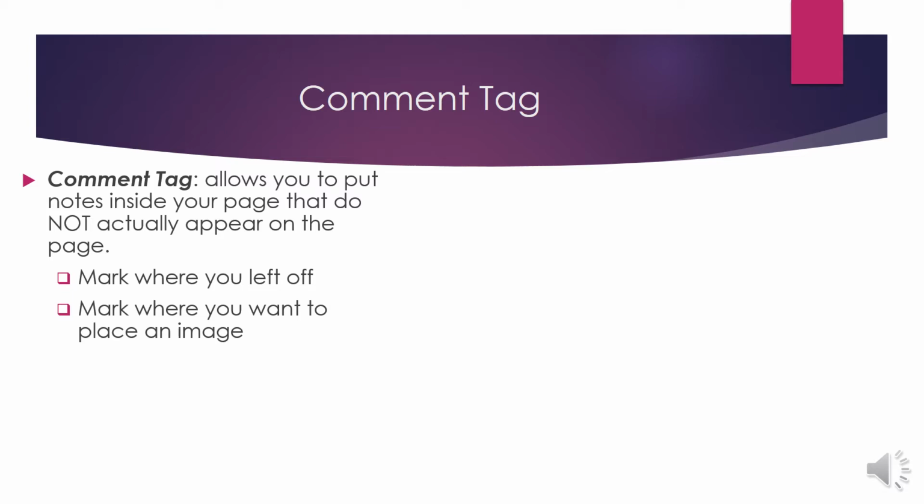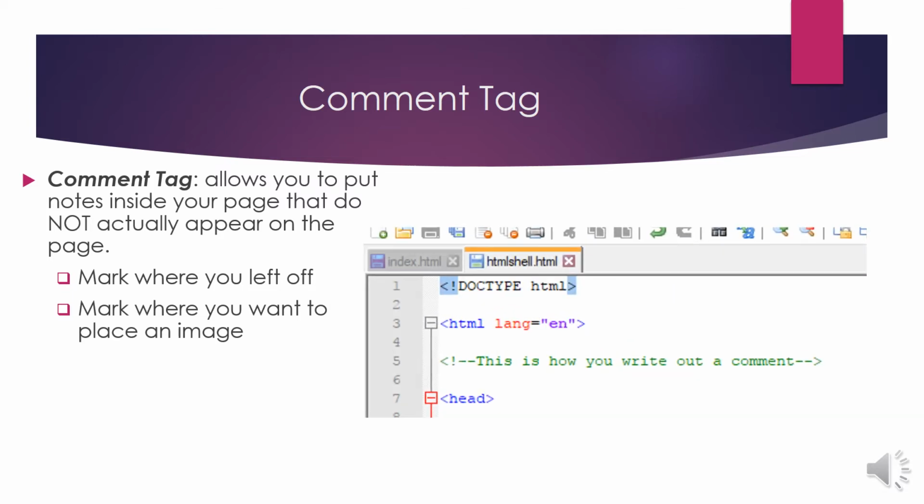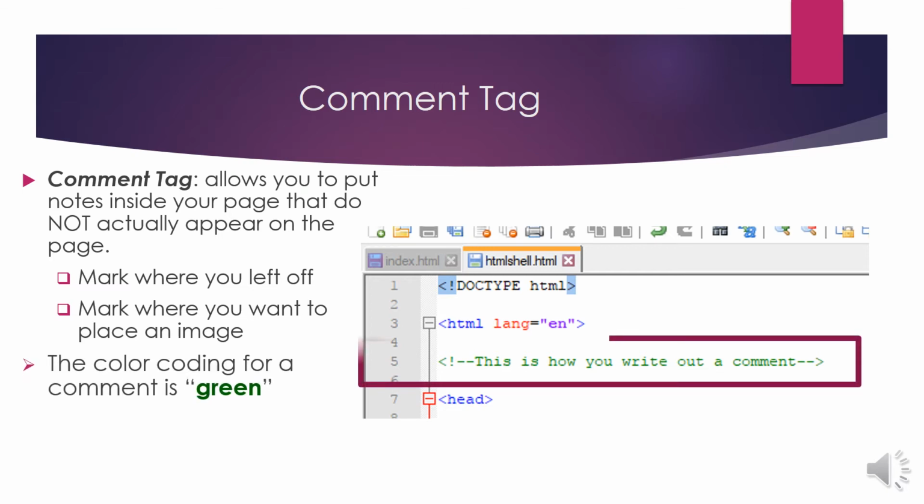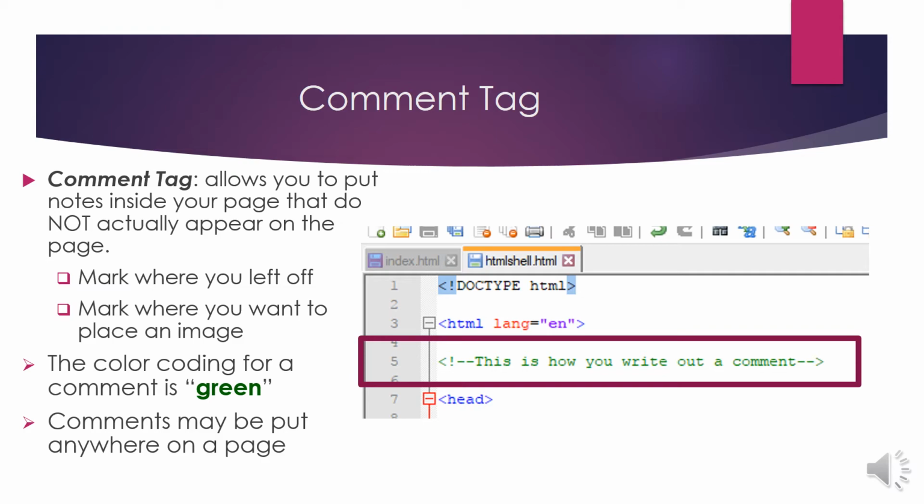So you're free to use the comment tag however you want in regards to what you want to leave in there as messages. The comment tag shows up in green as its color coding. It starts with the left angle followed by an exclamation point, 2 hyphens, and then you would write out your comment followed by 2 more hyphens and then your right angle. Comments may be put anywhere on a page.